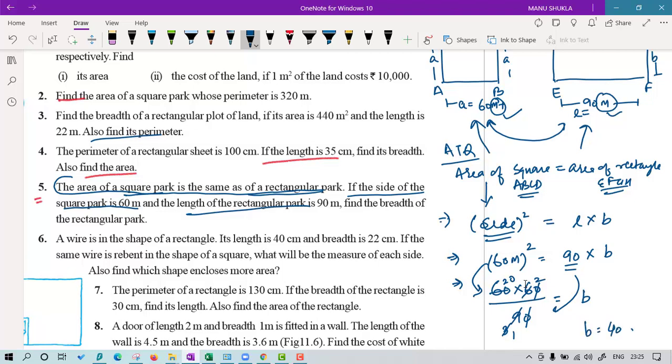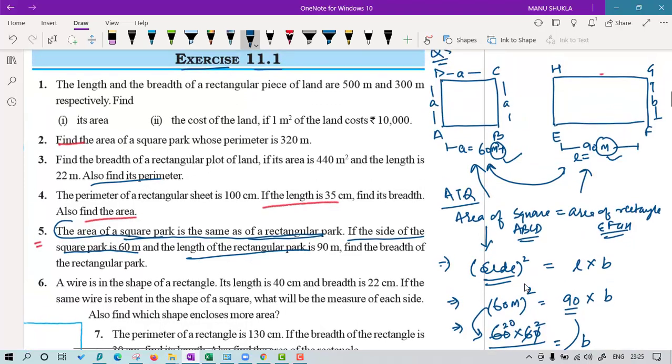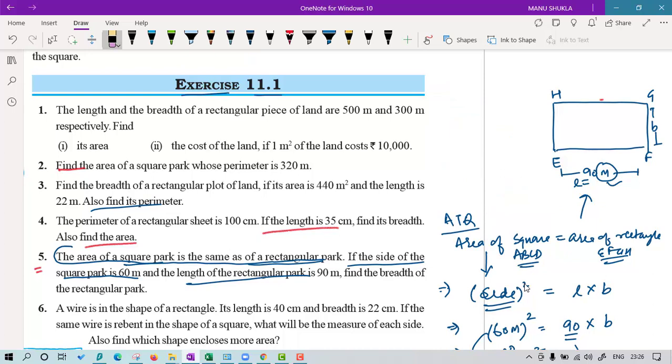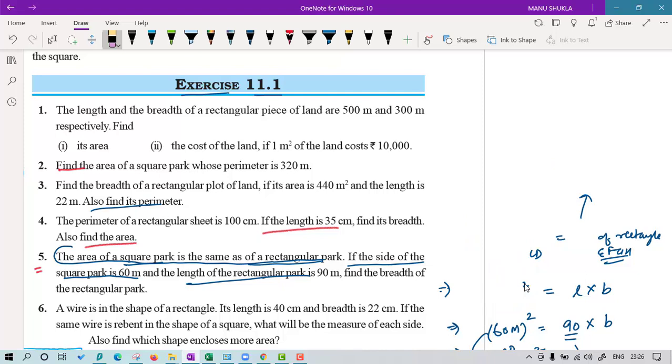So this way we have used the first statement that was saying area of square park equal to area of rectangular park, and by that we have found this missing breadth. I hope this point is clear to you. Let me erase this question and move to question number 6. Just a second, it is done.